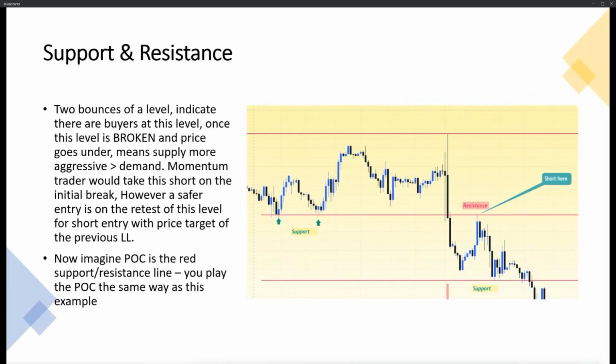Okay. Any questions on the volume profile shapes that we covered? So you have the P, you have the B shape, and then the D shape and a capital B.